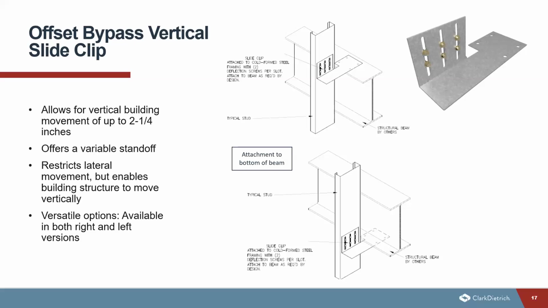Now this clip is going to easily fasten to the floor or ceiling beam and is secured to the stud with the deflection screws. Again, it's going to help restrict lateral movement, but enable that vertical movement.